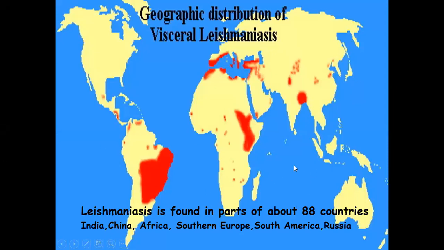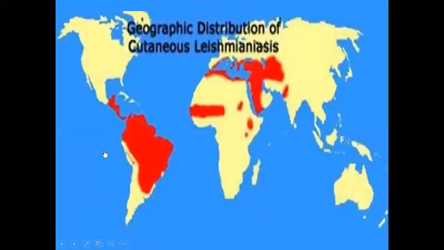Visceral leishmaniasis, that is Leishmania donovani, is found in most parts of the world, and the most important area where it is prevalent is the Indo-Pak region. Then this is cutaneous leishmaniasis. Again, there's a focal distribution throughout the world.